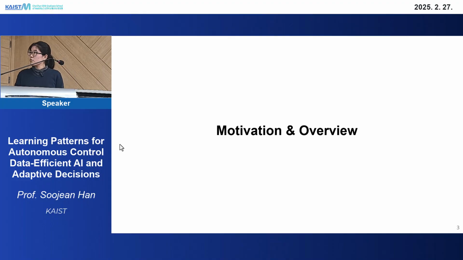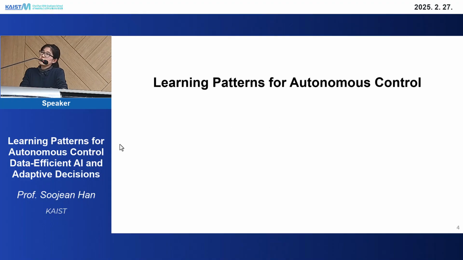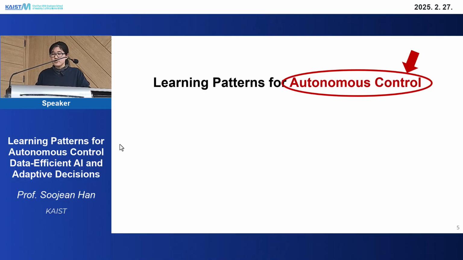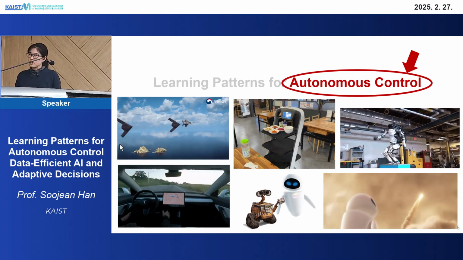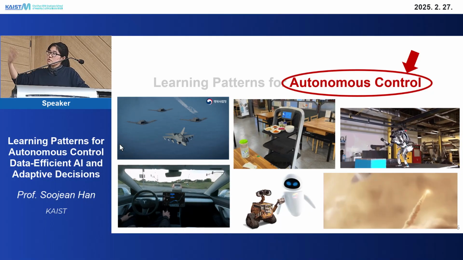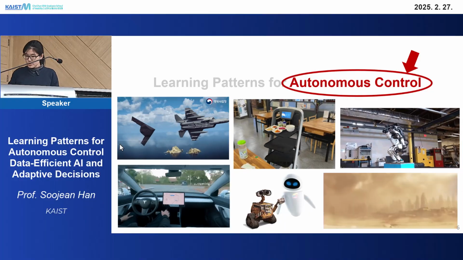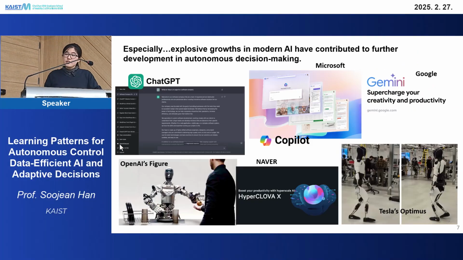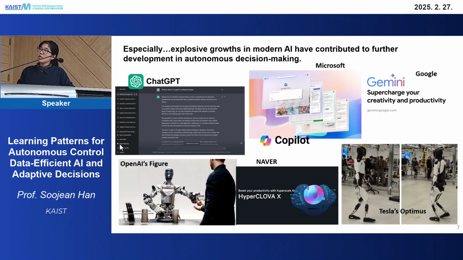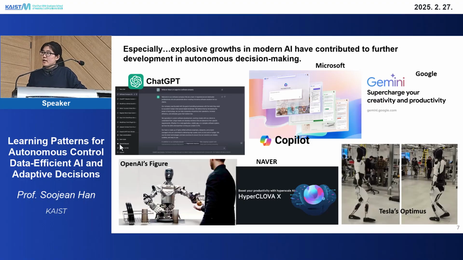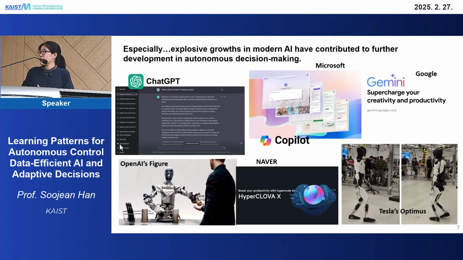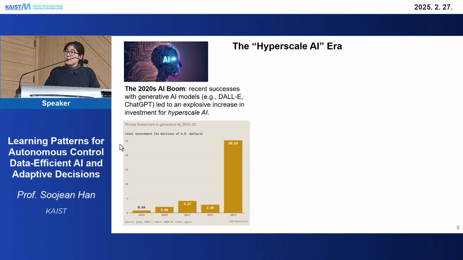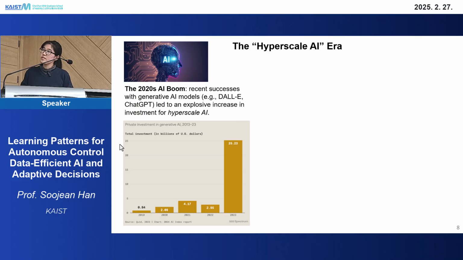Okay, so motivation and overview of what we do comes from looking at the title of the talk. I'm sure most of you already are familiar with autonomous control because there are so many real-world applications in the modern day, like formation flight, autonomous driving, those waiter robots that you see in the restaurants, robotics. So lots of examples. And in particular, there have been explosive growths in the modern day, particularly towards hyperscale AI, like ChatGPT, OpenAI Figure, Naver's Hyperclova X, Microsoft Copilot, Google Gemini, and Tesla's Optimus. So that's what happened in the recent times, the early 2020s, the AI boom.